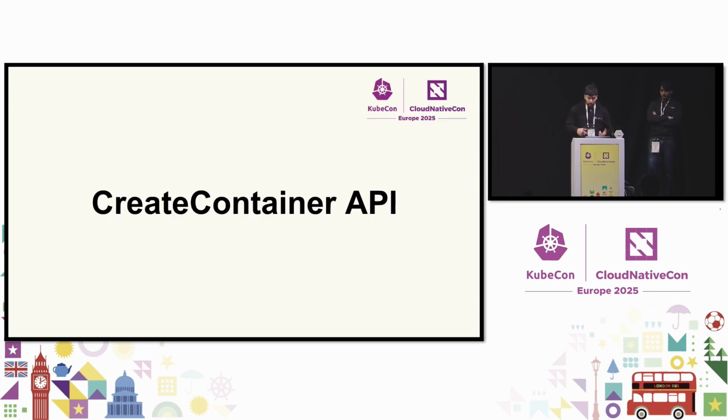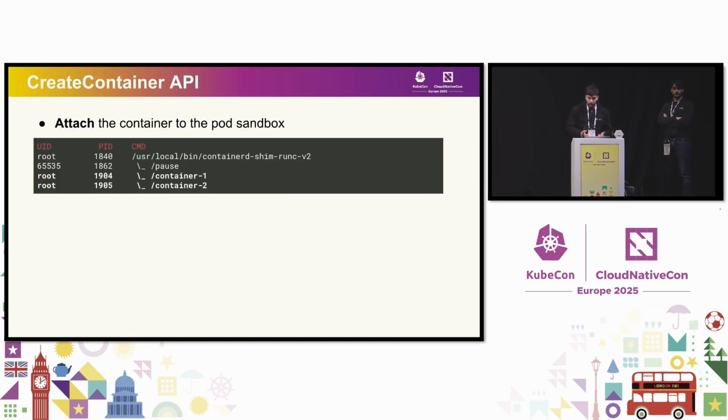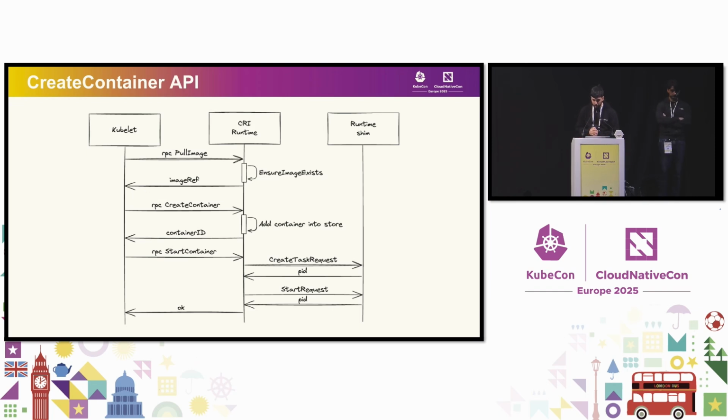So next step, we have the sandbox, it is ready, and now we need to attach or add containers to this sandbox, the actual container, or in our case, the model that we want to expose. And this is what the Create Container API is for. It will attach the container or multiple containers to the pod sandbox. So now we have the pause container and also our containers. And it works in a very similar way. In this case, the kubelet first calls the pull image request to the CRI runtime. So the CRI runtime, for example containerd, is going to pull the image that we specify.